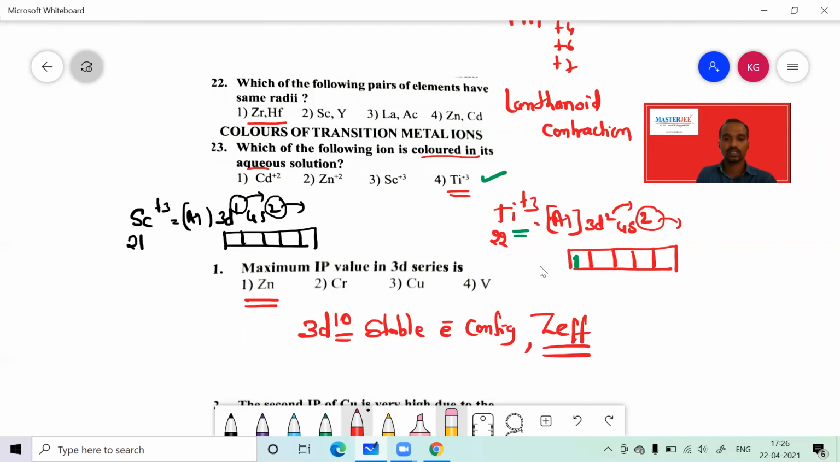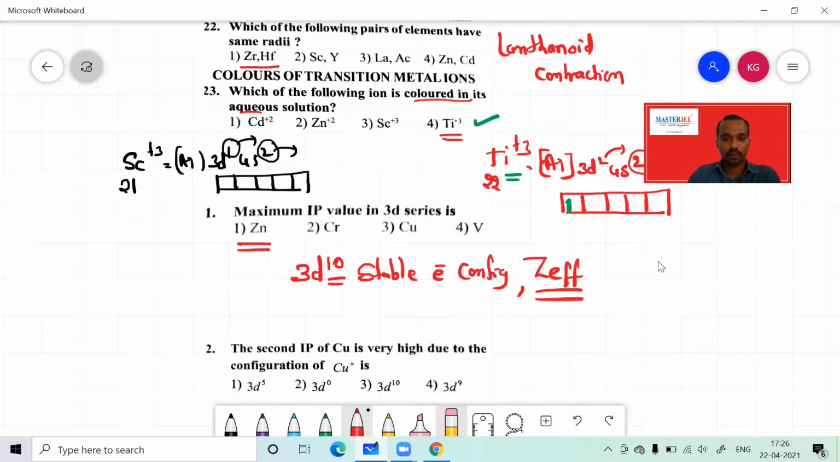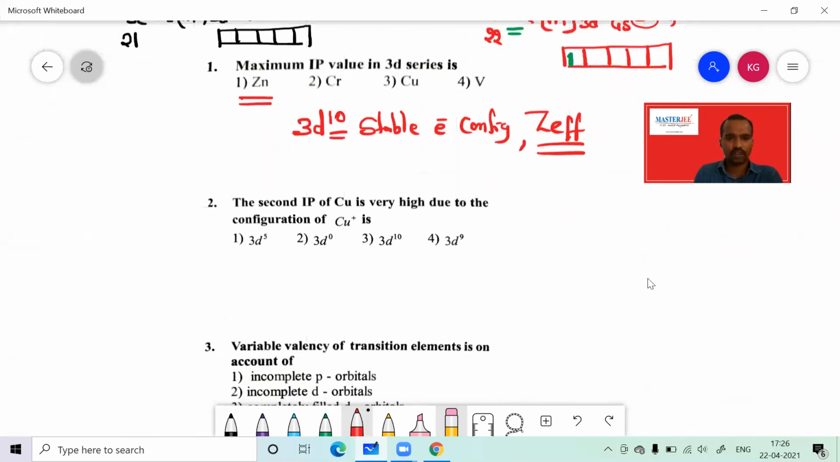Because of these two reasons, it exhibits the highest ionization potential values. Next, the second ionization potential of copper is very high. Why is it so high? It is due to the configuration. Copper is the 29th element, and its electronic configuration is argon 3d10 4s1. Removing this electron requires the amount of energy called ionization potential 1.